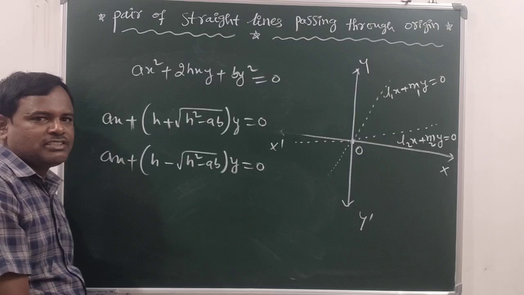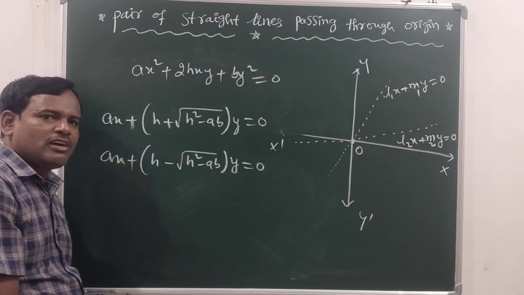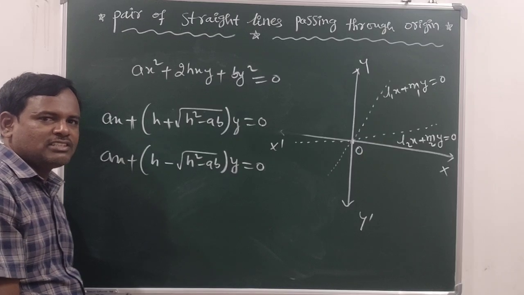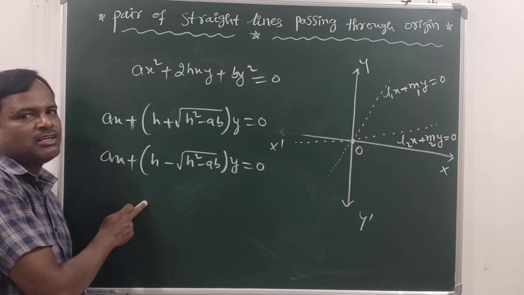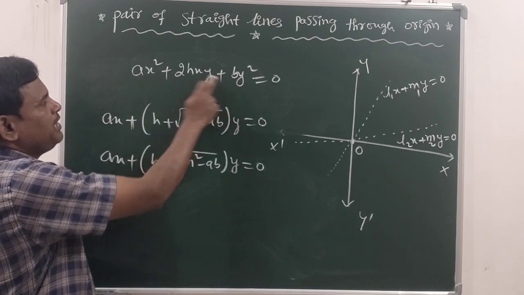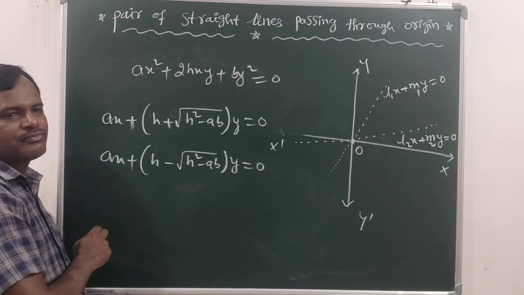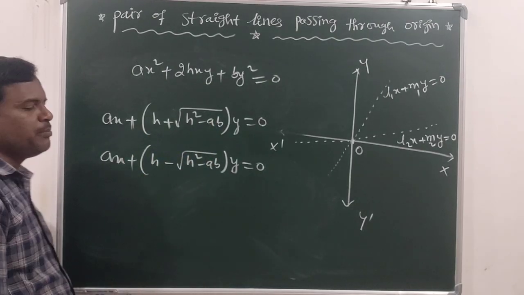Okay, if the factorization is possible, then follow that factorization procedure and evaluate those line equations. If the factorization is so difficult, in such case you can use this formula. So collect this a, b, h value from here and substitute in this. Here a, here h, here ab. Substitute here and simplify.